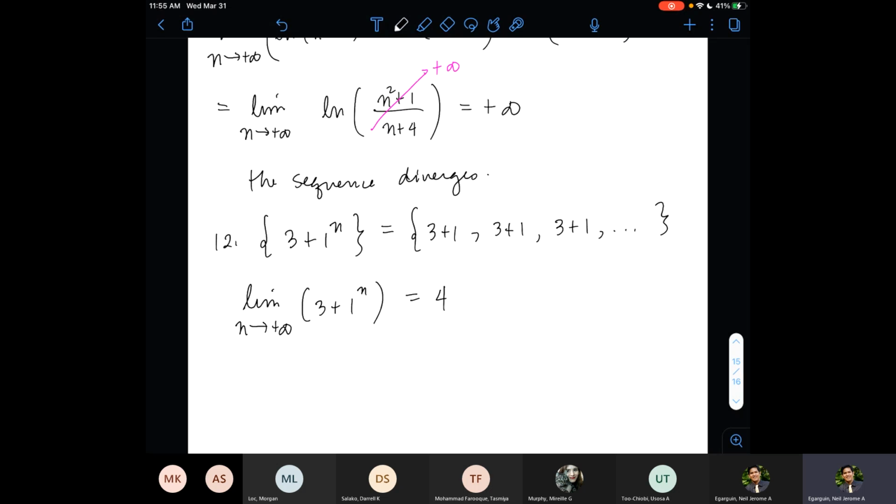Yeah, don't worry, Morel. I was also deceived by the problem. I thought it was going to be positive infinity. But 1 to the n is indeterminate as a limit. But if you look at it as a sequence, you see that what happens here is that as n goes to infinity, we'll have a bunch of 4s, actually a list of 4s.